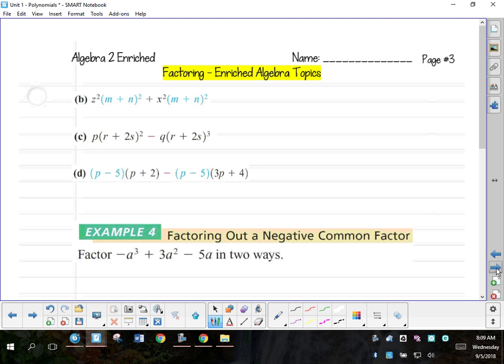How about you do B right now on your own? Go through and give B a try on your own. I actually think B is easier than A. Give B a try. You're going to look to take out a GCF in this group.